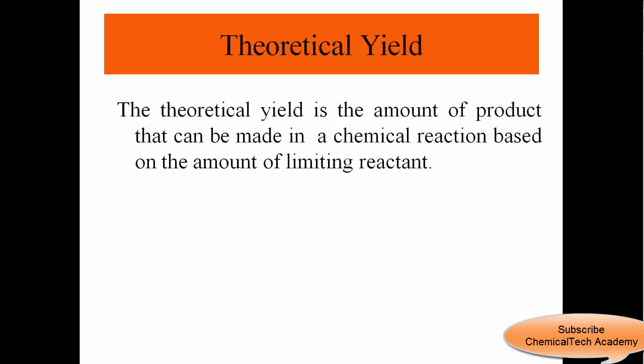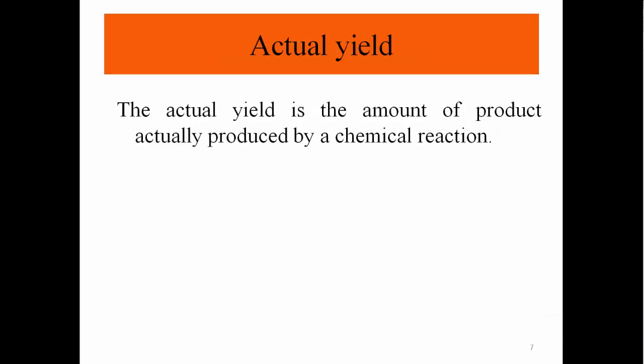What is theoretical yield? The theoretical yield is the amount of product that can be made in a chemical reaction based on the amount of limiting reactant. So that's related to the amount of products based on the amount of limiting reactant consumed.